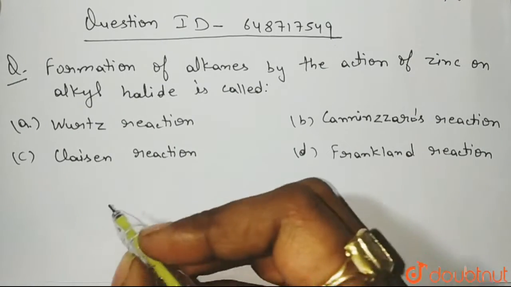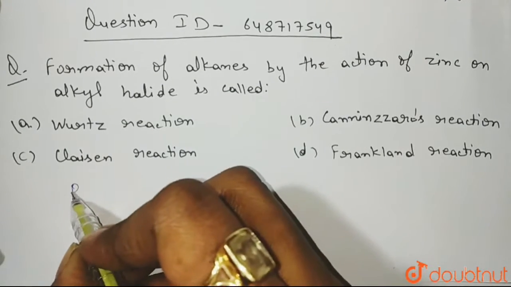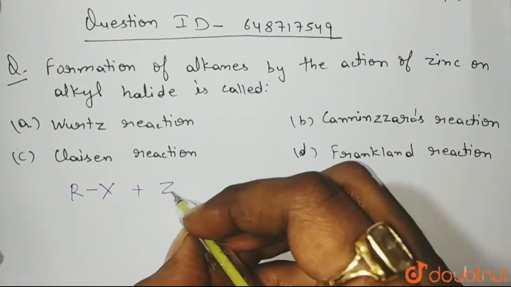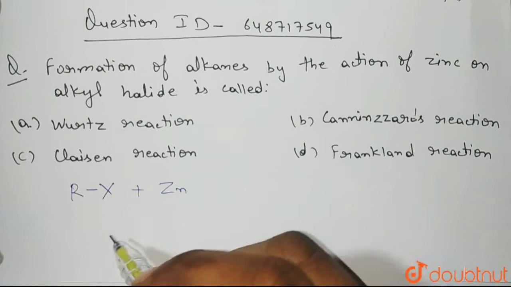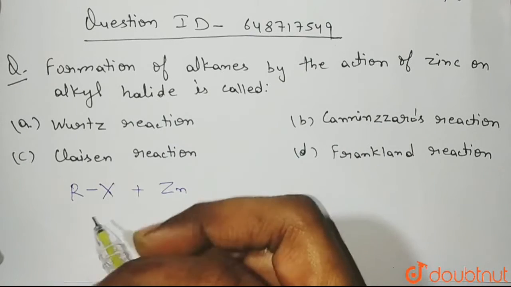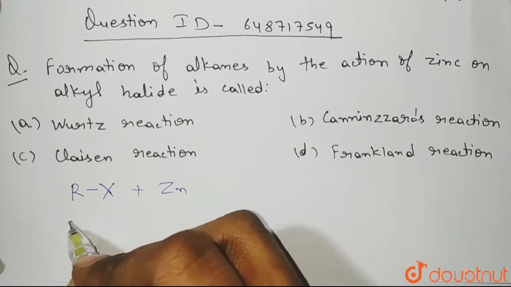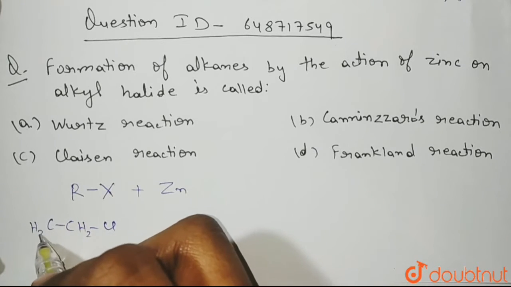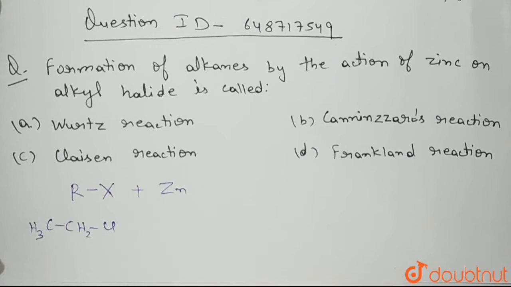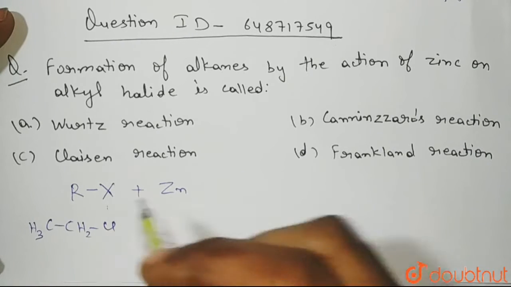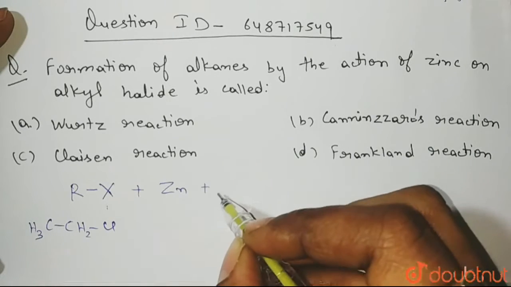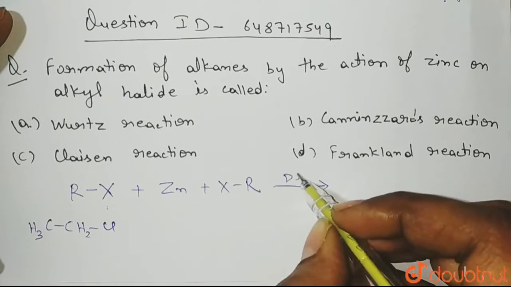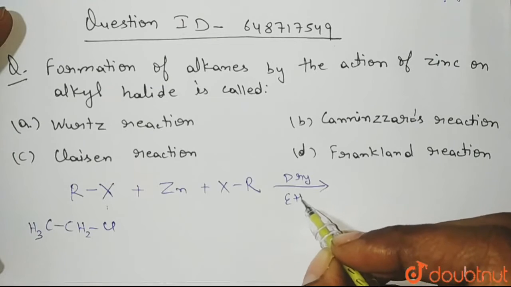So the reaction that they are talking about in the question is when we treat alkyl halide, that is RX, with zinc, here 2 moles of alkyl halide. RX is nothing but alkyl halide. You can take an example, let's say ethyl chloride, CH3CH2Cl. So here RX is alkyl halide, 2 moles of alkyl halide are used. Here Zn is zinc. This reaction takes place in the presence of a solvent known as dry ether.